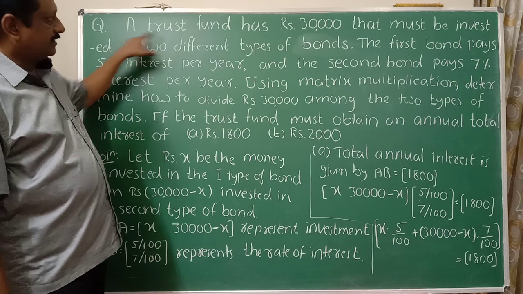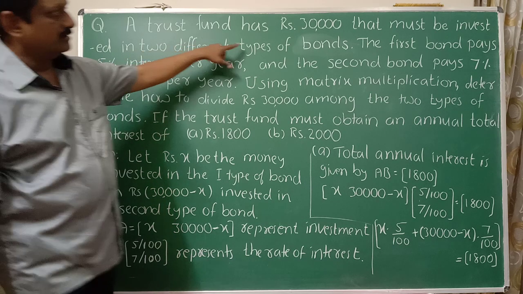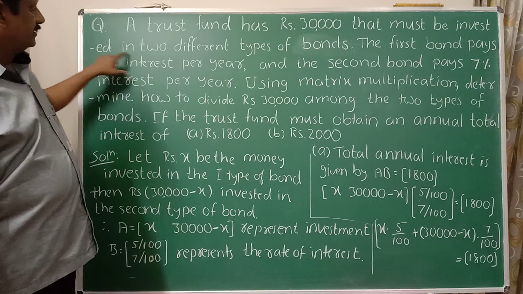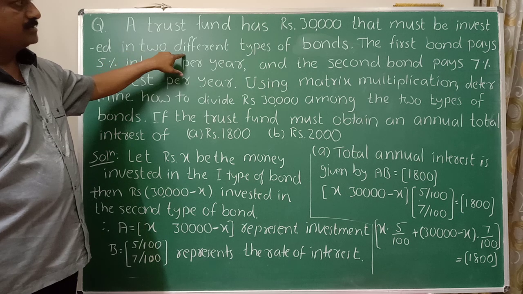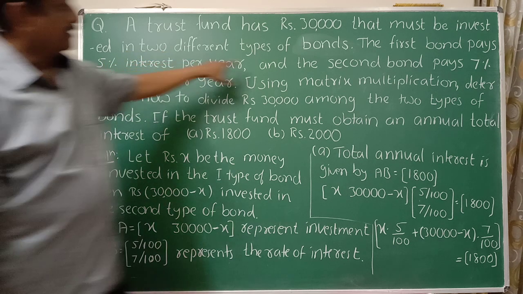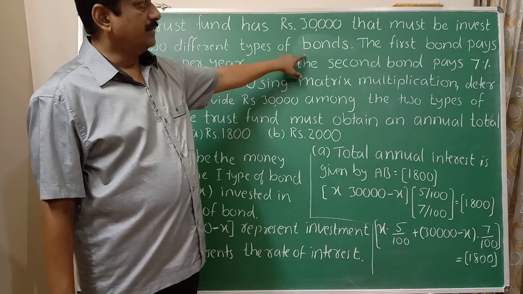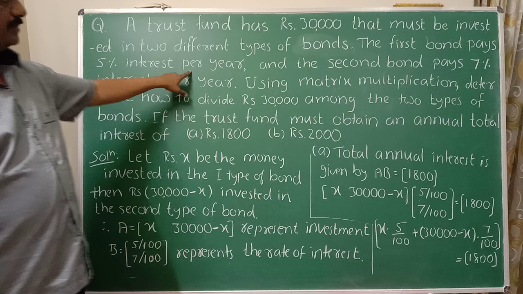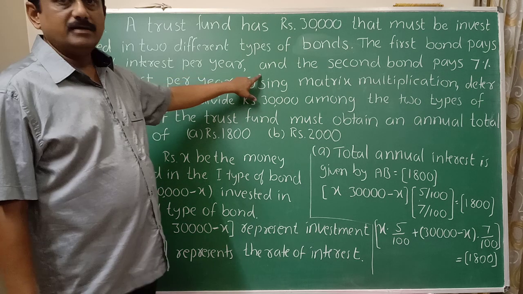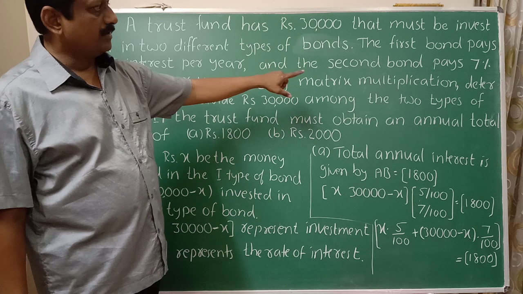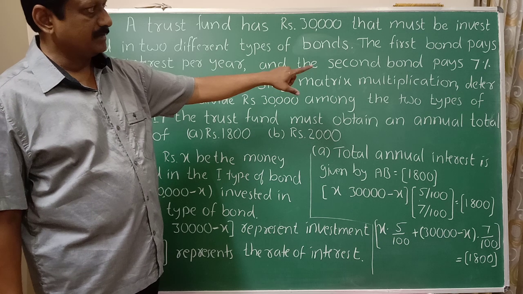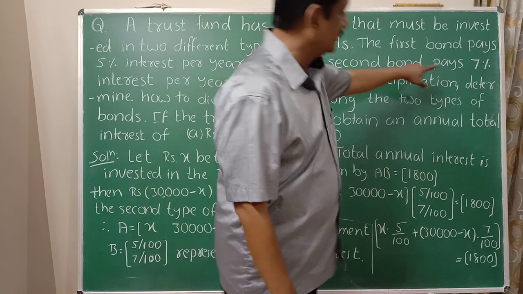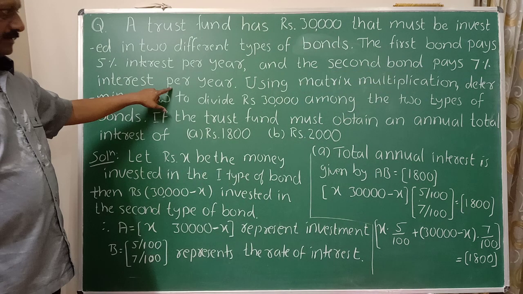A trust fund has rupees 30,000 that must be invested in two different types of bonds. The first bond pays 5% interest per year, and the second type of bond pays 7% interest per year.